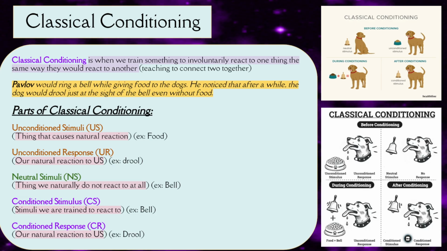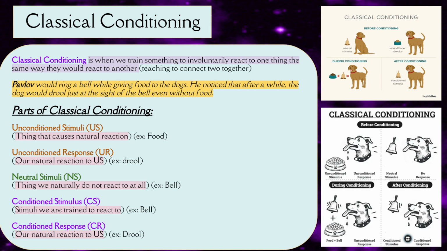But when you connect the bell and the food together, the association becomes acquired. So that means that the dog makes the connection and reacts the same way to both things. That's when you get the conditioned stimulus and the conditioned response. Think of conditioned as after training, after conditioning, and unconditioned as before training, without any conditioning.